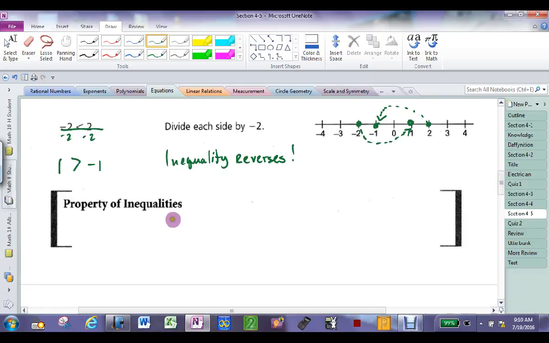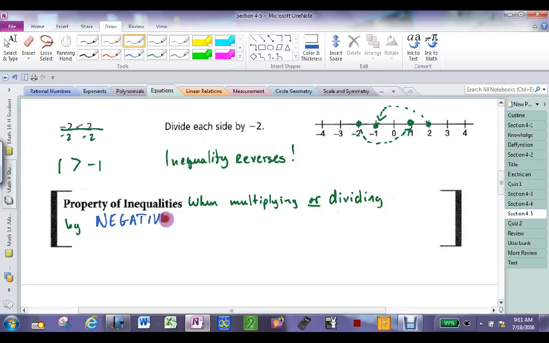So, what's our rule? When multiplying or dividing by negative numbers, our inequality reverses.